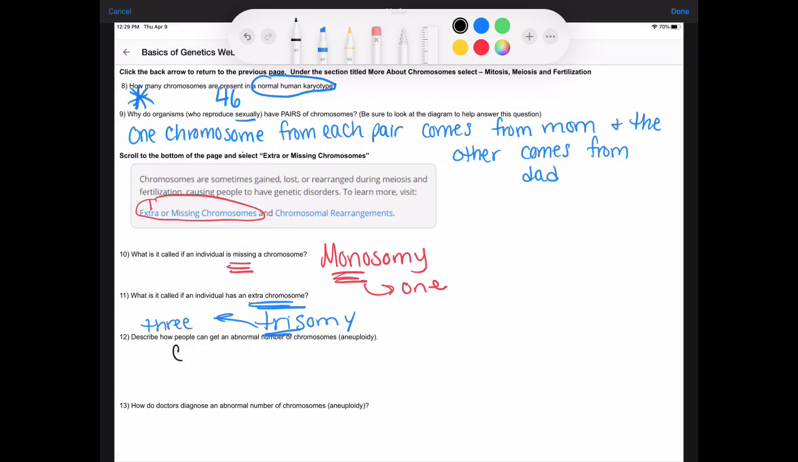Describe how people can get an abnormal number of chromosomes. So this is when chromosomes are unevenly distributed from parents to the children.